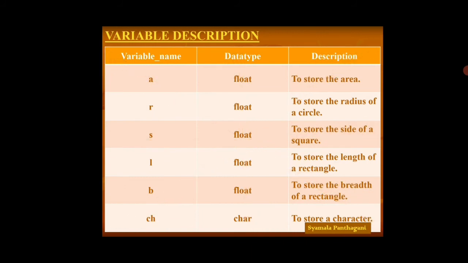Now come to the variable description. In this program we are using 6 variables. The first one is A. A is a float type data to store the area. Next one, R is a float type data to store the radius of a circle. Next one, S is a float type of data to store the side of a square. L is the float type of data to store the length of a rectangle. B is a float type data to store the breadth of a rectangle.